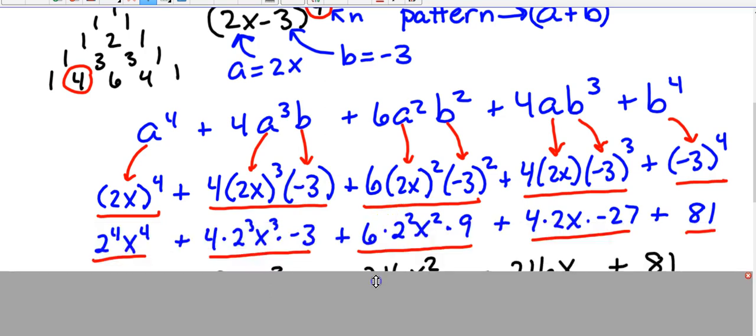Okay, so now remember that this whole thing is 2x times itself 4 times. 2x times 2x times 2x times 2x. So it's going to be 2 to the fourth and x to the fourth, not just 2x to the fourth.